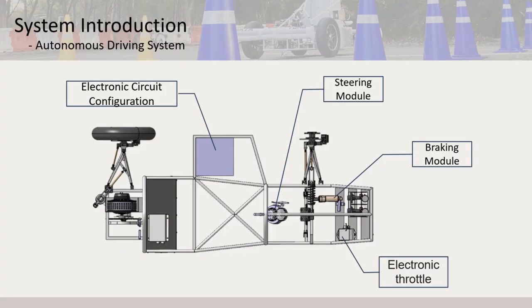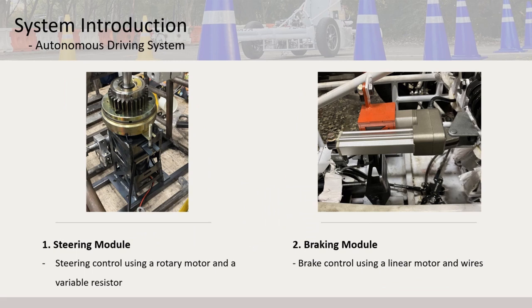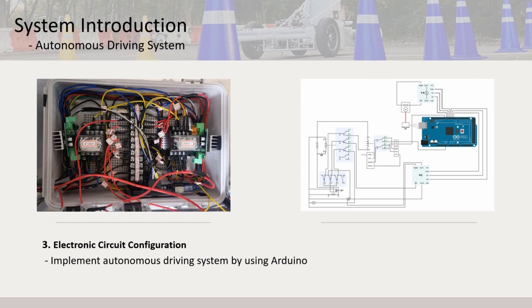Now, I'll explain our autonomous vehicle system. The system consists of three main components: the steering module, braking module, and electronic circuit configuration. The steering was controlled by using a rotary motor and variable resistor. Also, the braking system was controlled by using a linear motor and wires. All of these systems are controlled via Arduino to enable autonomous driving.